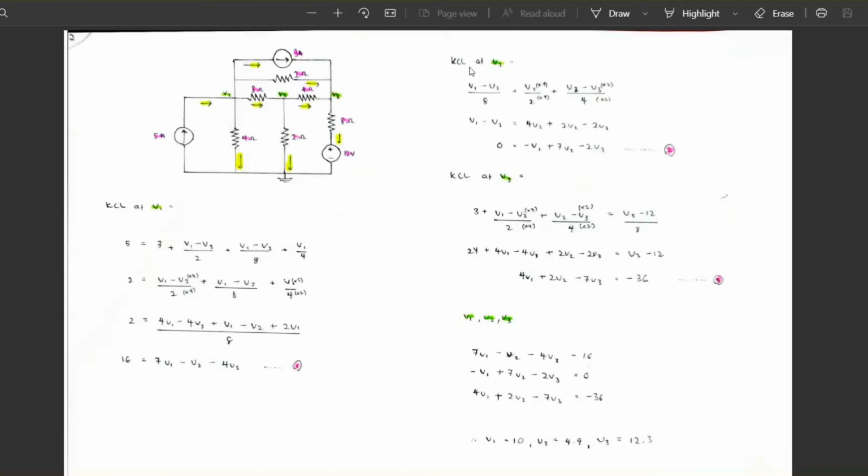Next, with the same step, we will use it at the V2. So we will name the currents in and the currents out. After the calculation like this, we will get the second equation. With the same formula, we will use it at the V3. There are 1, 2 and 3 current ins and only 1 current out. So referring to this calculation, we will get the last equation.